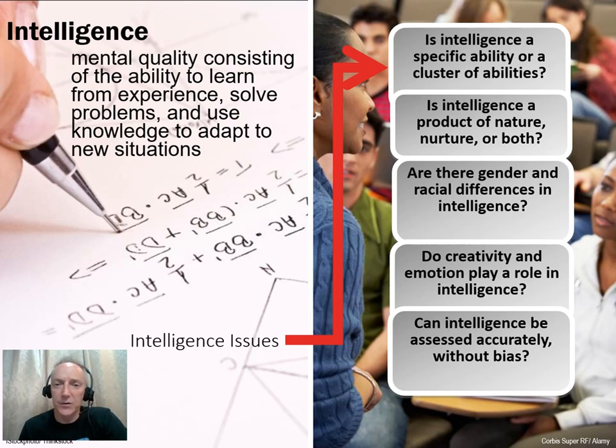Some big controversies are things like, are there racial differences in intelligence? Are there gender differences in intelligence? Can we even measure intelligence in a fair and unbiased way that is informative? Things like, how does creativity come into play? We're going to see that some of the theories of intelligence see creativity as a part of intelligence. Others see it as something related, but yet separate.